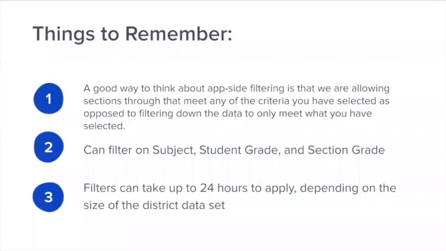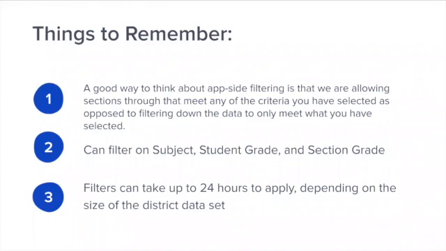You can filter by subject, student grade, and section grade, but this can provide a little bit of confusion or limitations. So I wanted to go over first the difference between student grade and section grade. Section grade filters share sections where the section grade listed in the rule meets your criteria that you have selected. Student grade filters share sections where the section has at least one student with the grade listed based on the criteria you selected.